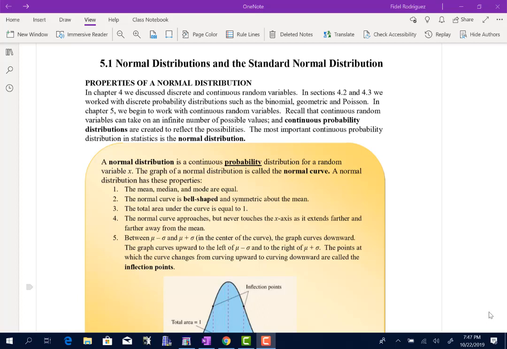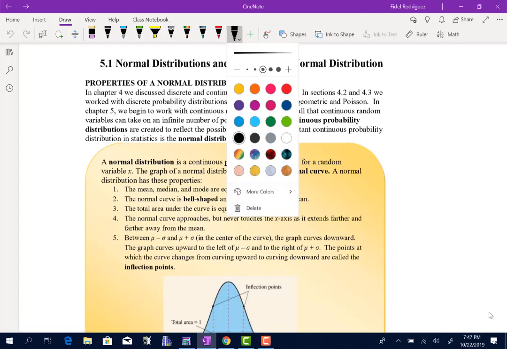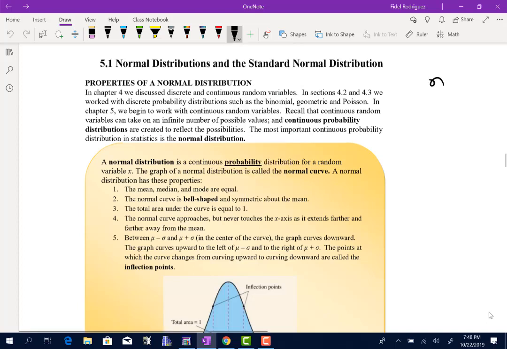All right. So guys, 5.1 is something that we call normal distributions and the standard normal distribution, okay? All right, so it says in chapter 4, we discussed discrete and continuous random variables. In 4.2 and 4.3, we worked with discrete probability distributions like binomial, geometric, and Poisson. So chapter 5, guys, we're going to talk about something called continuous random variables, okay?